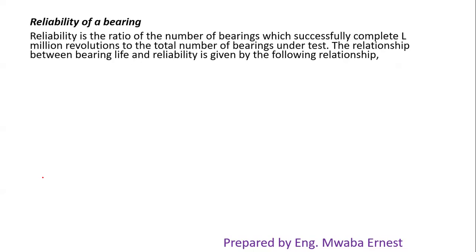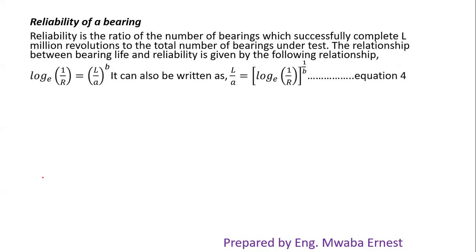Reliability of a bearing. This one talks about the ratio of the number of bearings which successfully complete L million revolutions to the total number of bearings under test. So that's basically a ratio. And this therefore starts like this. You have, first of all, log e of 1 over R, R referring to the reliability, then L over A on the right-hand side. A and B are constants. L is the life. So this can also be expressed in this format, where we're saying L over A is equal to log e of 1 over R, then raised to power 1 over B.